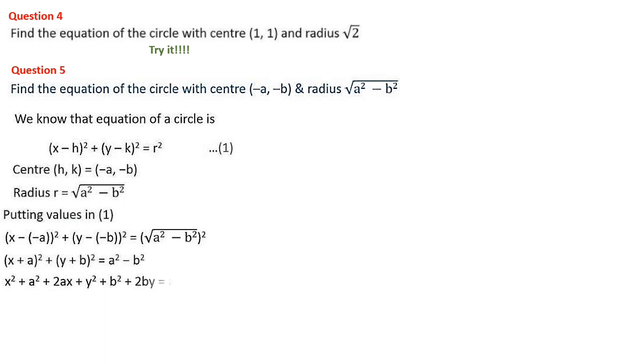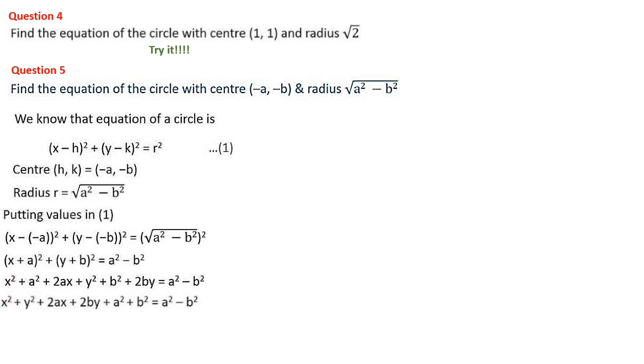Square root is gone. Then remove the bracket as before by using the identity (a+b)². a square, that is a², plus b square, that is b², plus 2ab, 2 into a into x. Here we are not multiplying that way, directly writing 2ax. Plus here (y+b)², that means y² plus b² plus 2ab, that is 2 into y into b, so 2by equal to a² minus b². Let's arrange it.